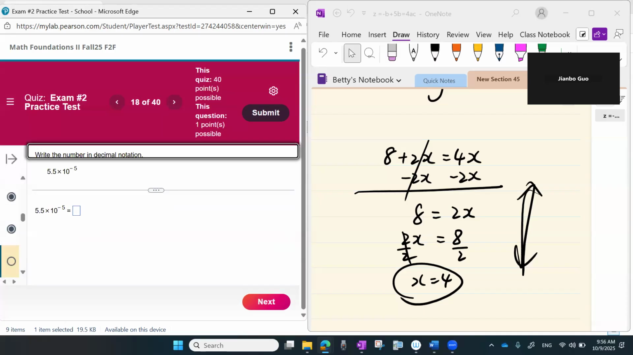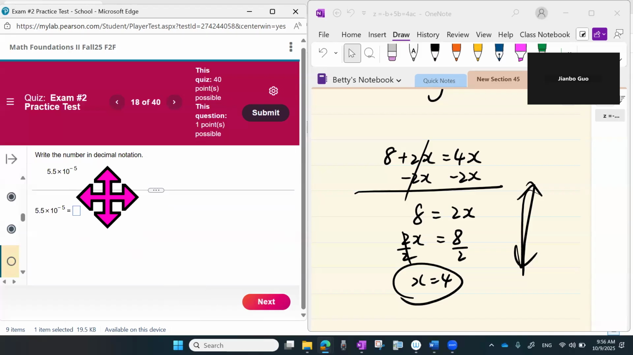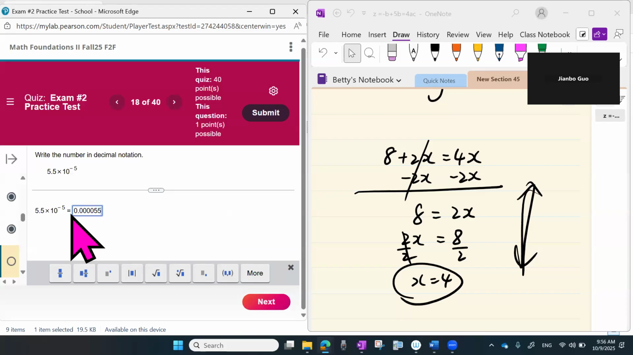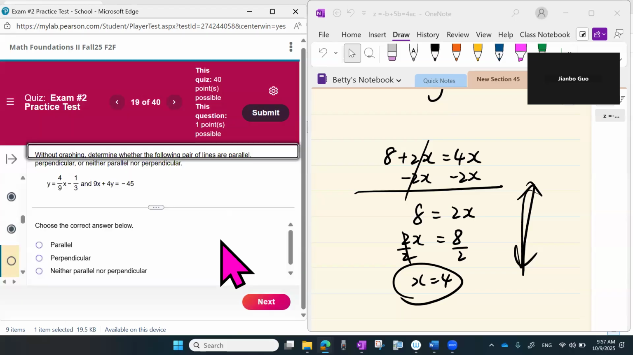Question number 18. Write the number in decimal notation. Decimal notation or standard notation is the same thing, right? Since the scientific notation has a negative exponent, the answer is going to be a very tiny number. It's going to be 0.000055. Okay? That means you move the decimal point to the left 5 times: 1, 2, 3, 4, 5. So that's the answer.